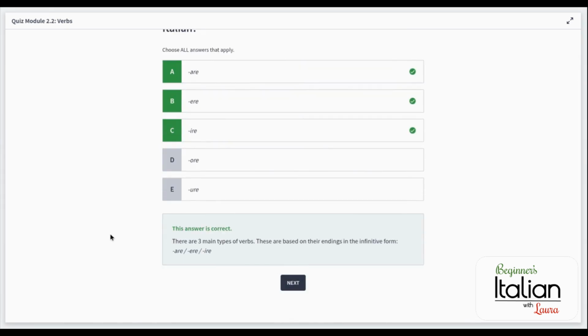Okay, so letters A, B, and C are the correct answer. There are 3 main types of verbs. These are based on their endings in the infinitive form: are, ere, and ire.